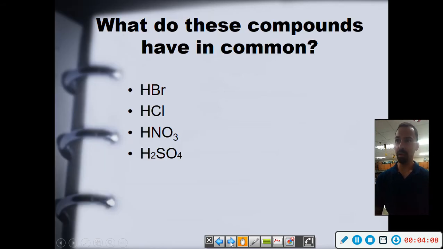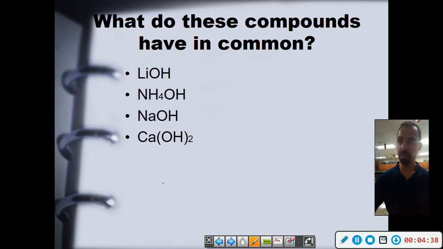Okay, what do these compounds have in common? All right, so if you look here, quick answer is they all have this hydrogen. Having a hydrogen in front typically means they're going to be acids. All right, so HCl, hydrochloric acid, hydrobromic acid, HBr, HNO3, H2SO4. Those are all different types of acids. On the other hand, bases, which all are going to end in OH. All right, so you see this little OH group on the end. They tend to be basic. So just showing you that on that slide.